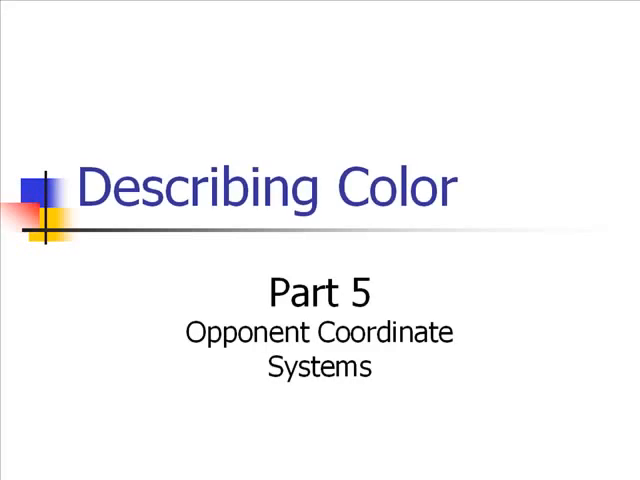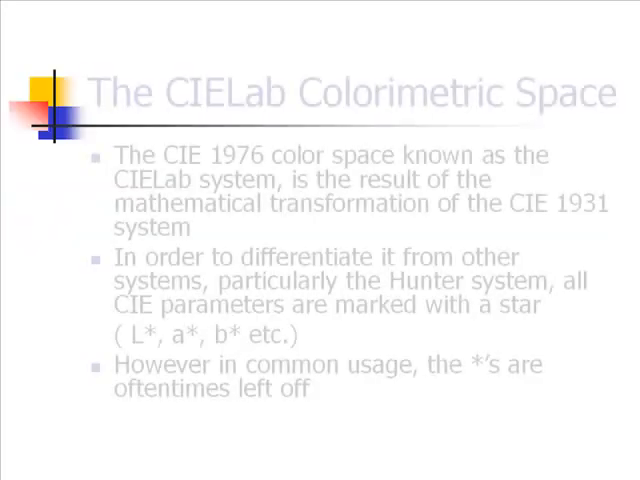The next part is opponent coordinate systems. Now we're getting closer to what we'll be using when we get into the lab. We use opponent type coordinate systems for describing color, and it really works better than any of the other systems, and we'll see why that is.